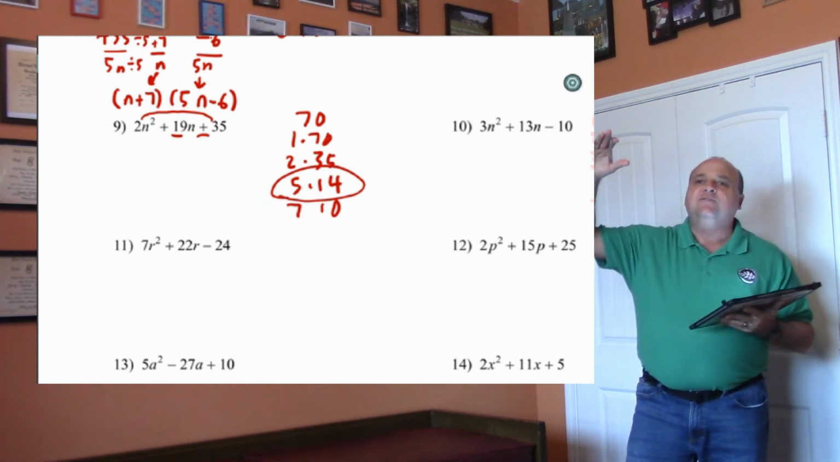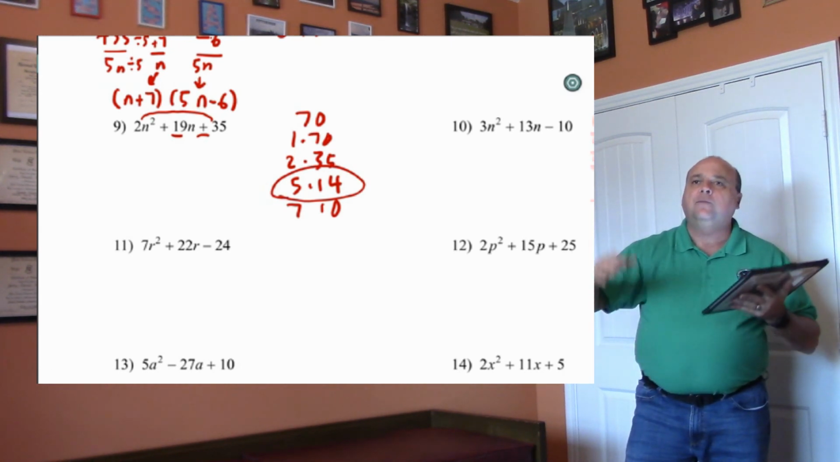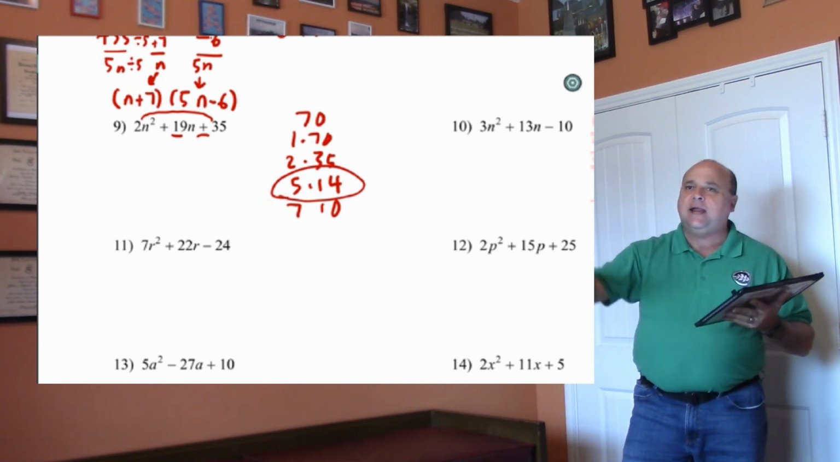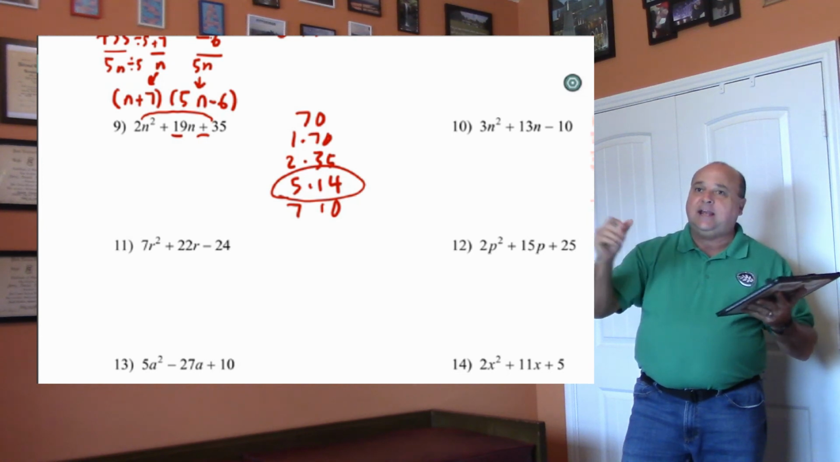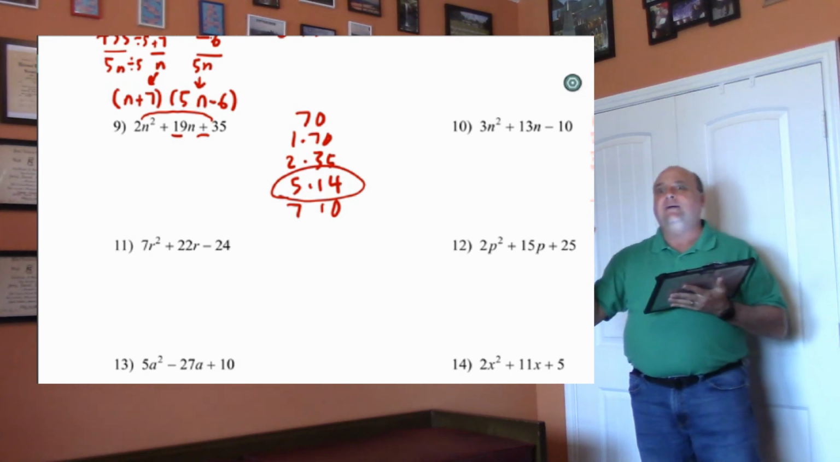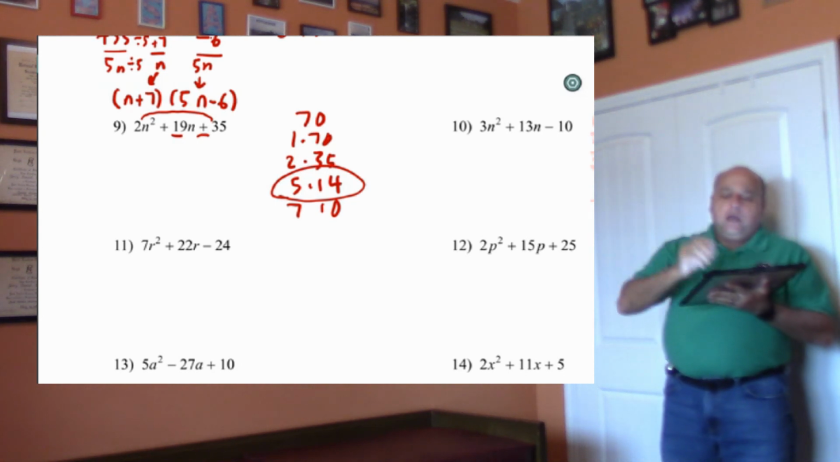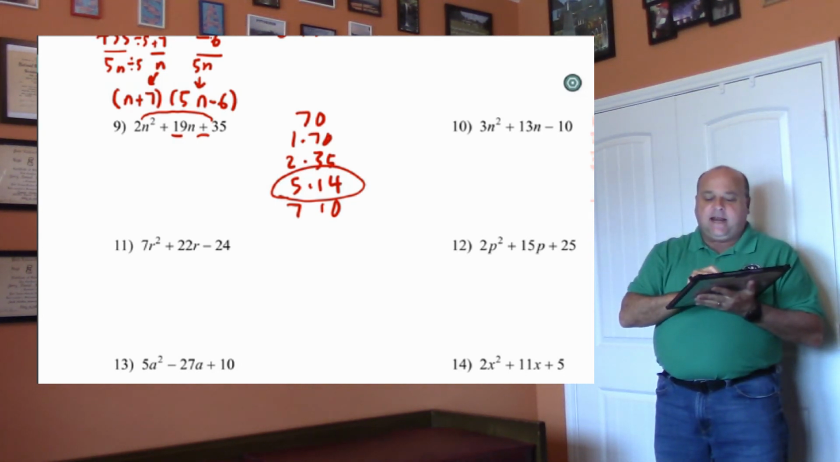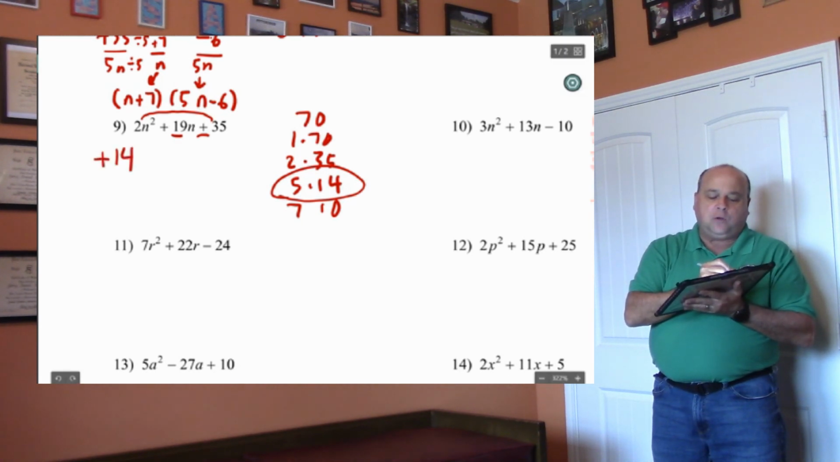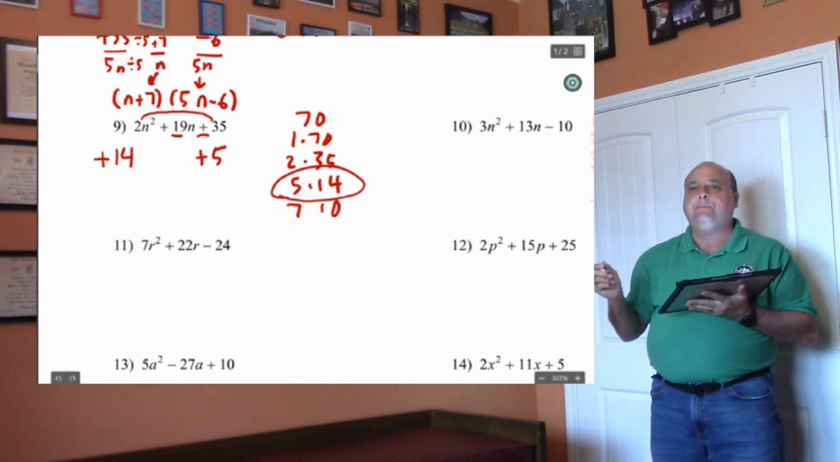Also important, if none of the factors work, the answer would be prime. If none of the answers work and you can't take a GCF out, the answer would be prime. There's not any prime numbers on this one, or prime factors, okay? So, how do I get 19 with 5 and 14? I'm going to put the biggest one first. I'm going to put plus 14 and plus 5, right?